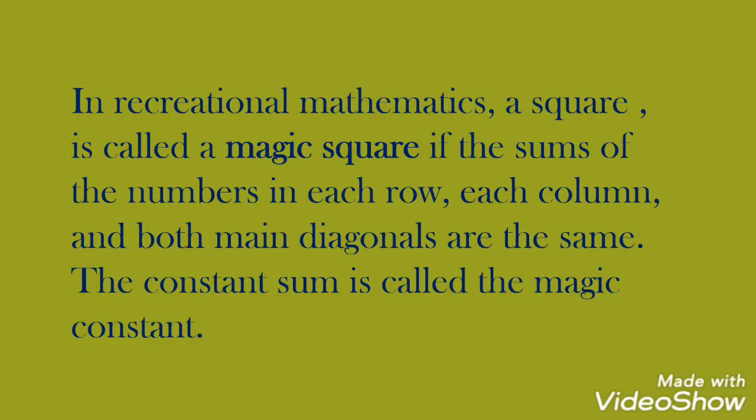In recreational mathematics, which means fun time mathematics or leisure time mathematics, a square is called a magic square if the sums of the numbers in each row, each column and both main diagonals are the same. The constant sum is called the magic constant. That means a square can be considered as a magic square if the sum of the numbers in each row and column and the diagonals gives us the same number called constant sum.